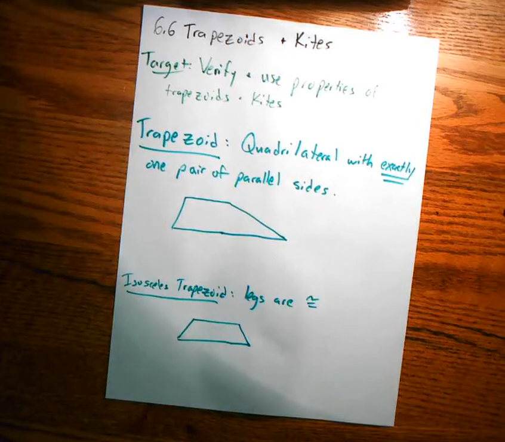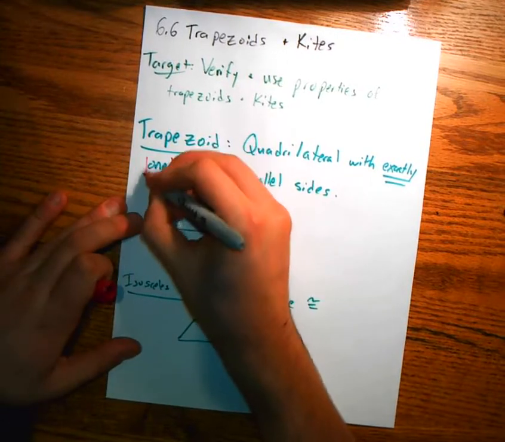Hello, this video is on section 6.6, which is titled Trapezoids and Kites, and the learning target for this is to verify and use properties of trapezoids and kites. So of course there's two shapes we're going to be talking about. First one is trapezoid, and in a trapezoid it is a quadrilateral with exactly one pair of parallel sides. So it doesn't have 0, it doesn't have 2, it has exactly 1.